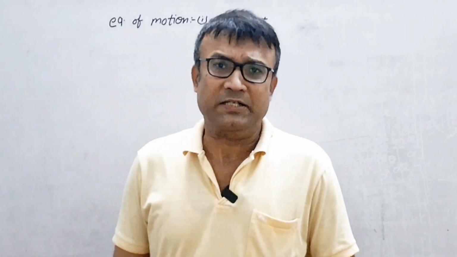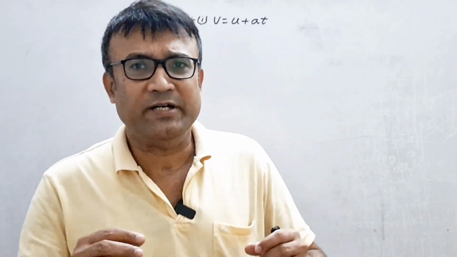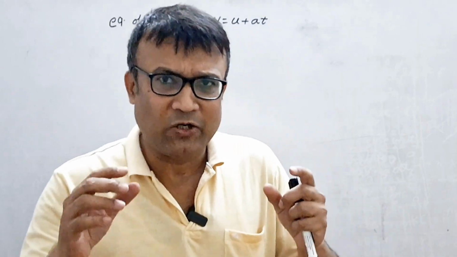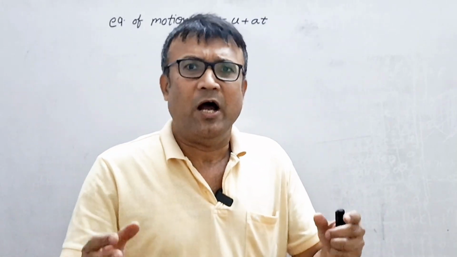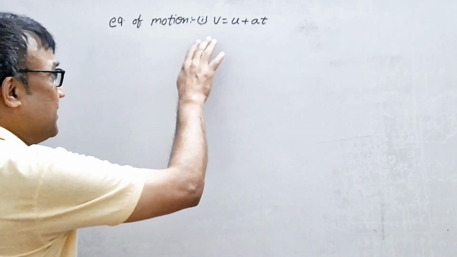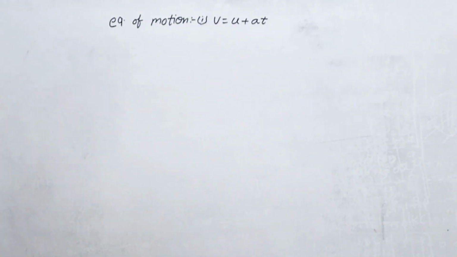In 11th class physics, there is an important derivation of equation of motion by calculus method. Let us see how we derive it. So first equation of motion is v equal to u plus at.